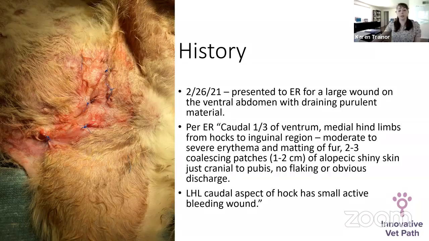On the left hind limb, they also noted on the caudal aspect of the hock, there was a small active bleeding wound. So a lot of information to take in here and process. There are 3 main differential diagnoses for lesions on the caudal ventral abdomen in cats. And there's a few different elements of the history and the clinical appearance that go into ranking those, in addition to features that we'll find on biopsy to help sort those out. And we'll talk through those as we go.